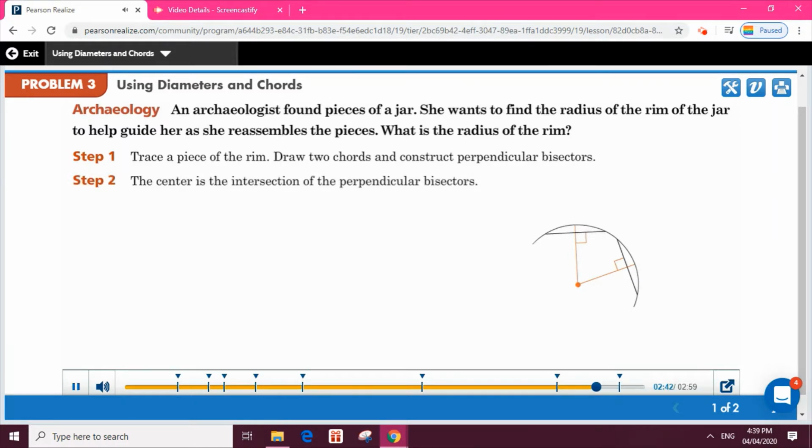Step 2. The center of the circle is the intersection of the perpendicular bisectors. Use the center to find the radius. The radius is 4 inches.